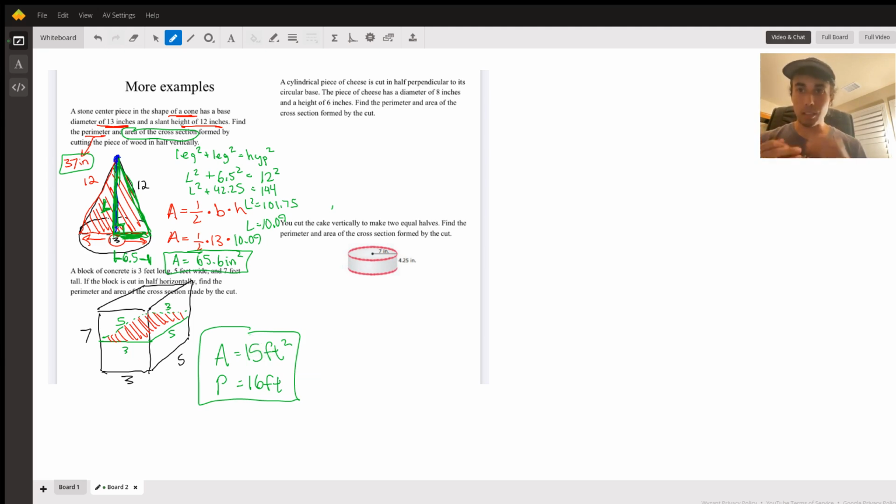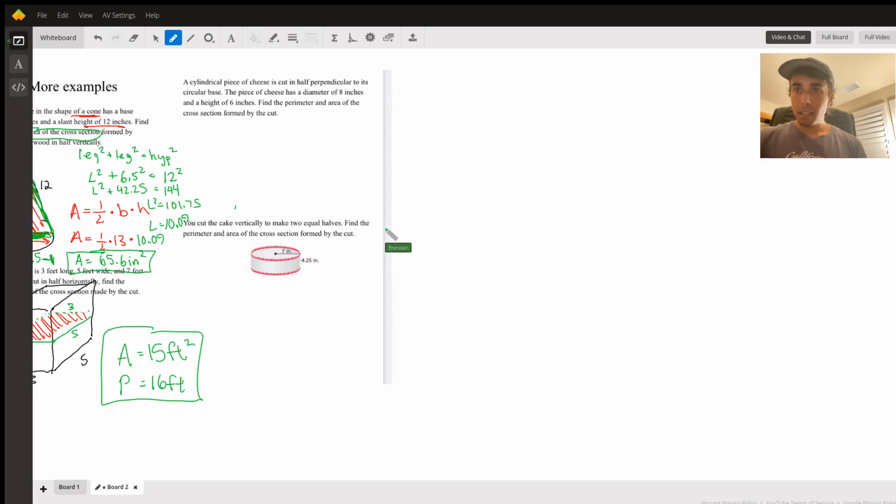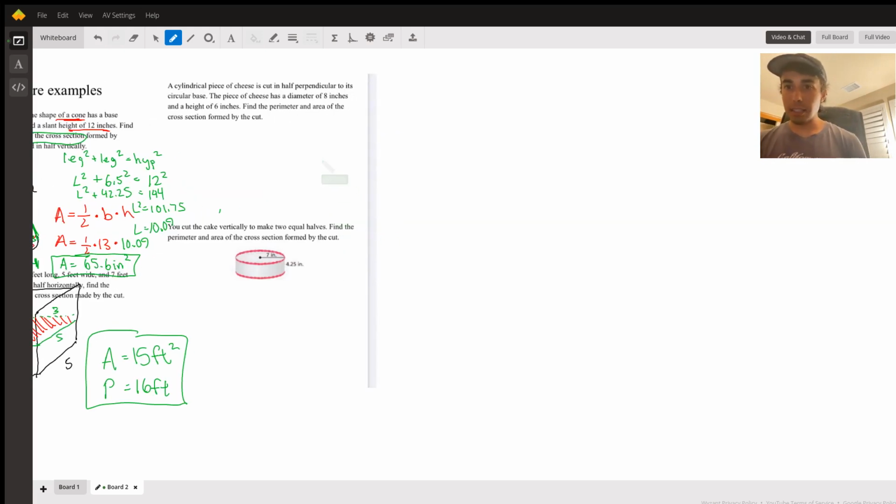So in my opinion, the box ones are a little bit easier than some of the others. I think the cones are maybe a little trickier, but just my opinion. Let's see what else we got. We got a cylinder. It looks like these last two are both cylinder ones. All right. So it's cut in half, perpendicular to the base. So this is the base, right?